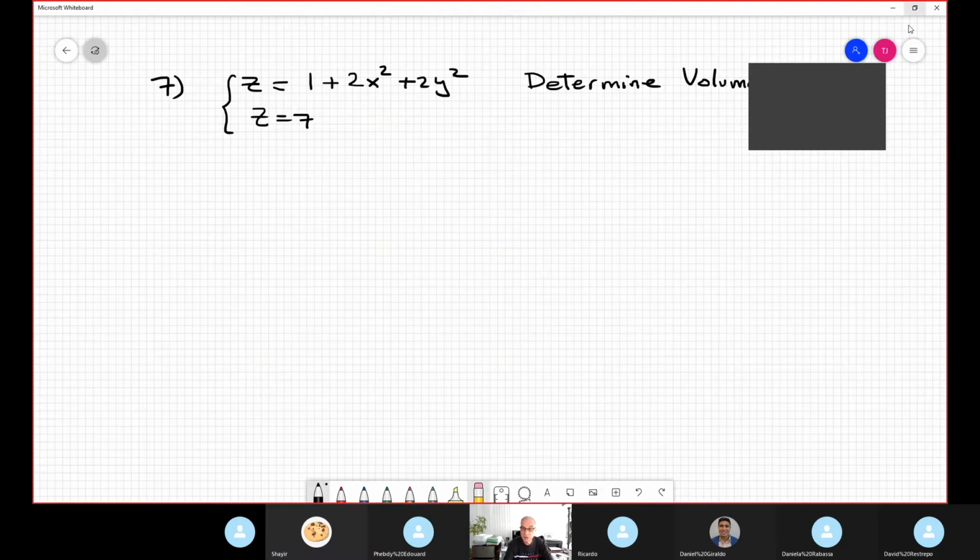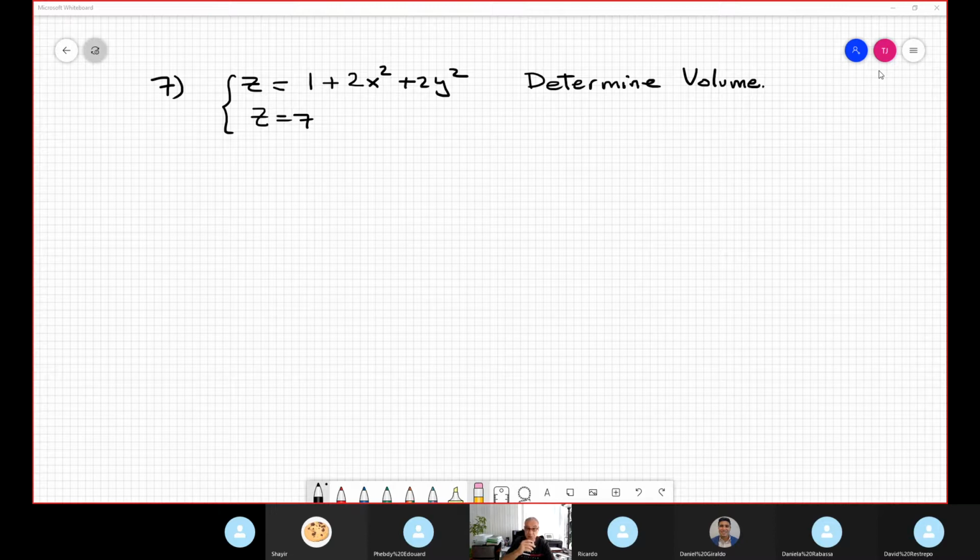Okay, guys, so we continue doing the number 7 problem. Number 7 we almost finished, but let me try it again. Compute the volume bounded by the two surfaces. The first surface is a paraboloid, and the second is the plane.